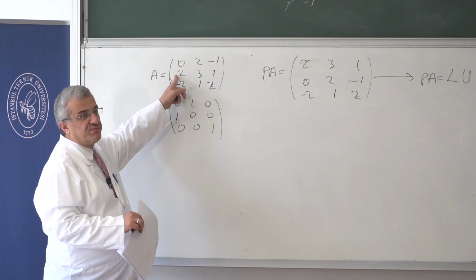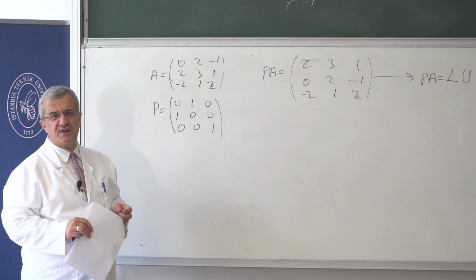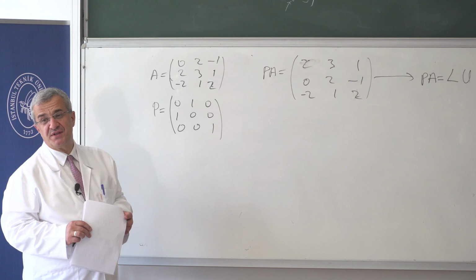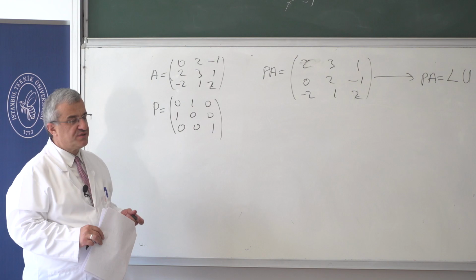If there is no pivot, then what happens? There is no LU decomposition of that matrix. What do we call it? We call it a singular matrix, isn't it? Last week we talked about it. Singular matrices do not have inverses, etc. Okay. Let's do an example.